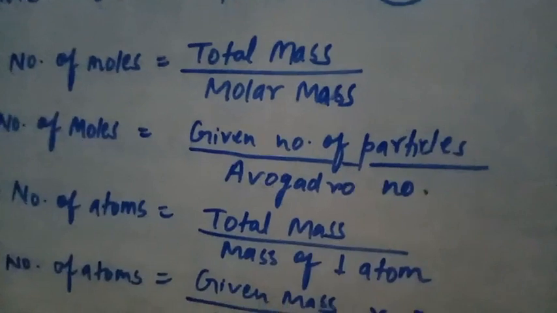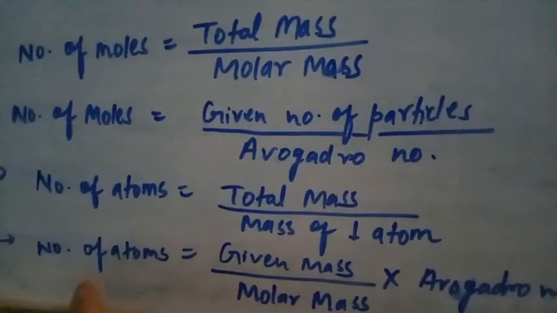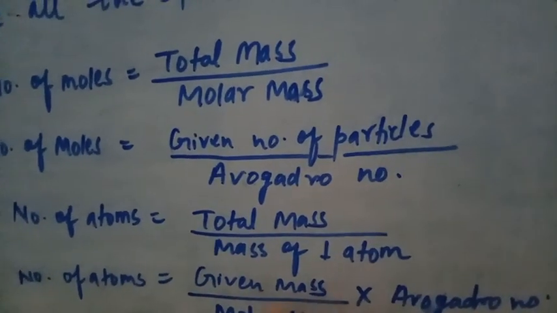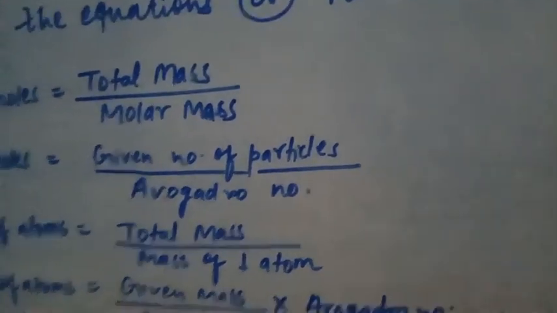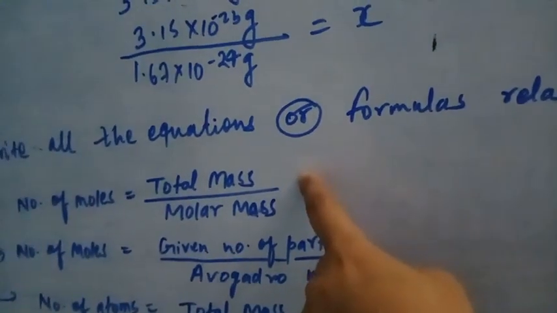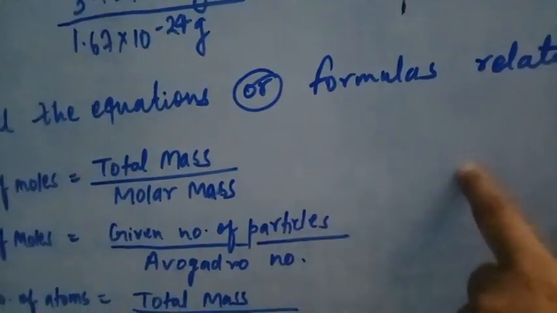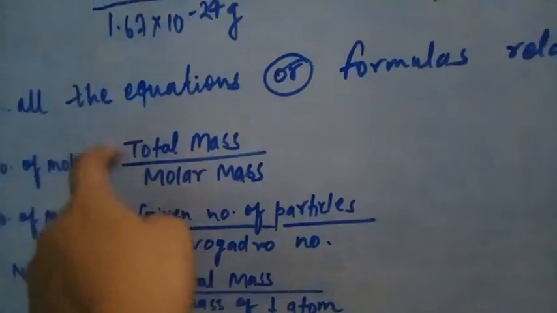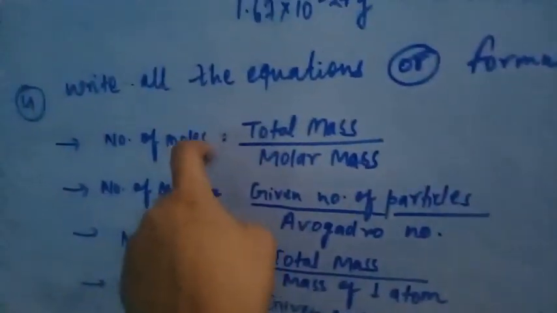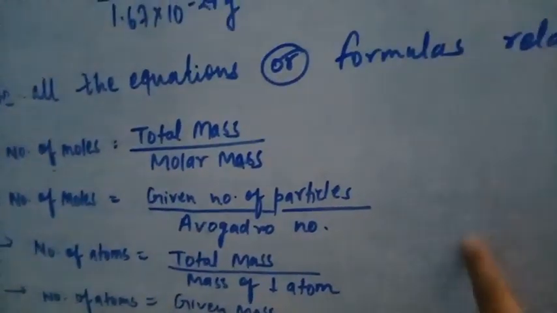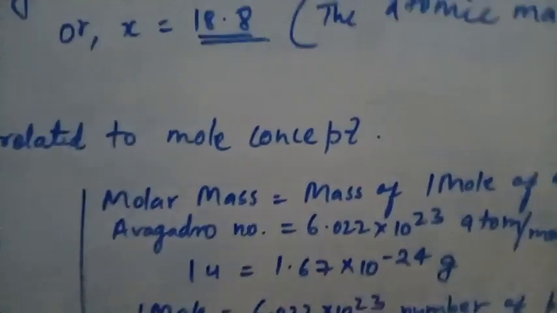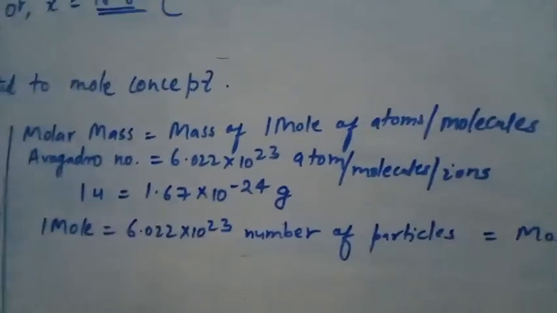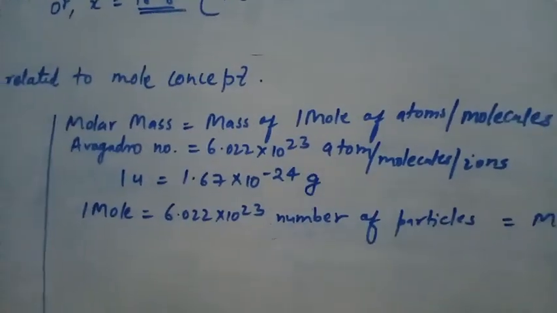So the fourth formula I have written like that only. Number of atoms is equal to given mass by molar mass, or total mass by molar mass into Avogadro number. So the first formula, if you multiply it with Avogadro number, you will get not the moles, but directly the number of atoms. You can just see these formulas. There are 4 formulas I have given you now. Just note it down. Now equations also I told you to write. Some of you have written also.